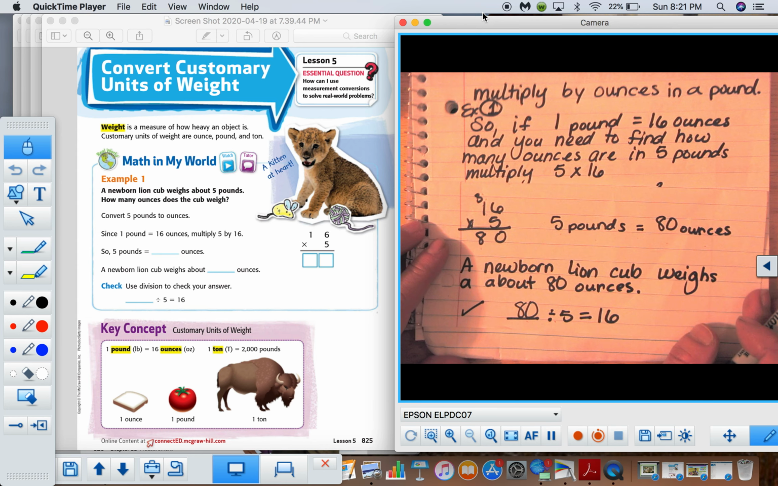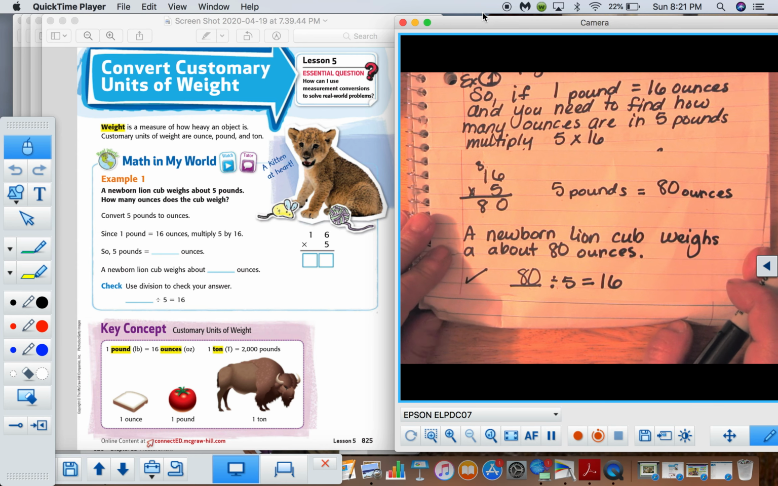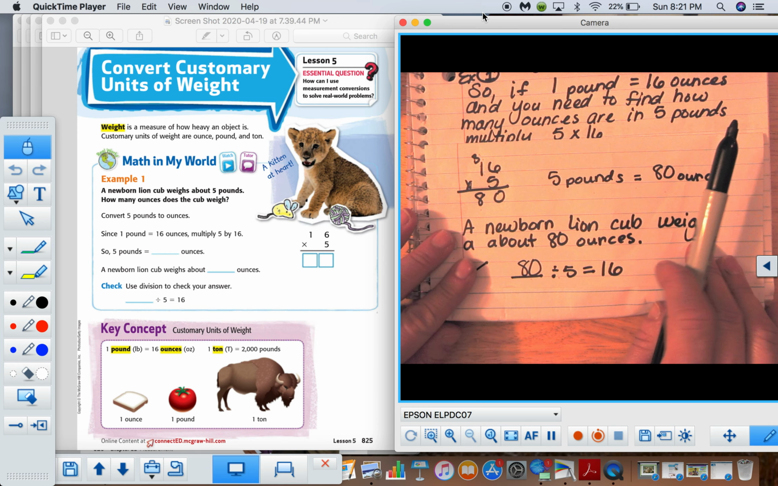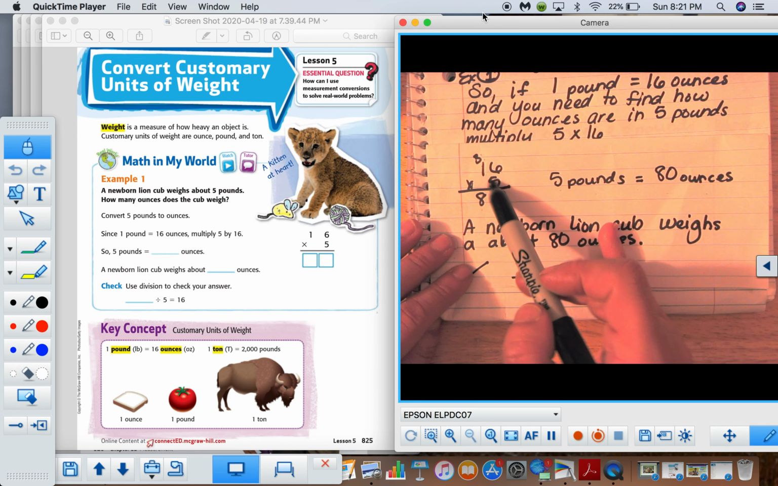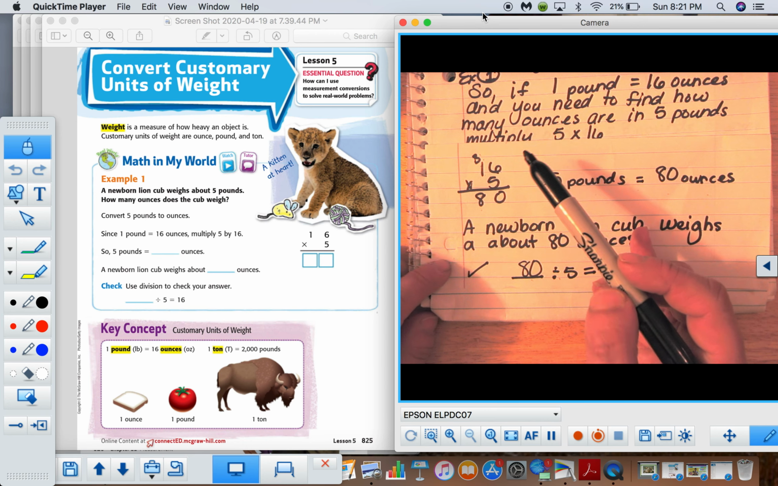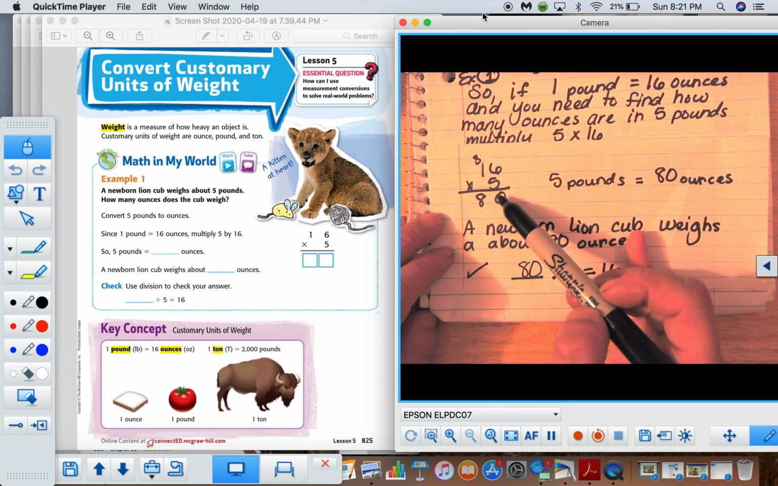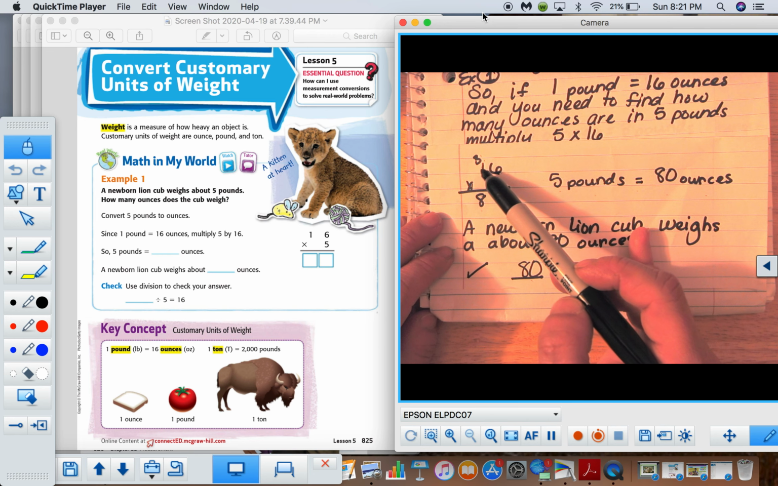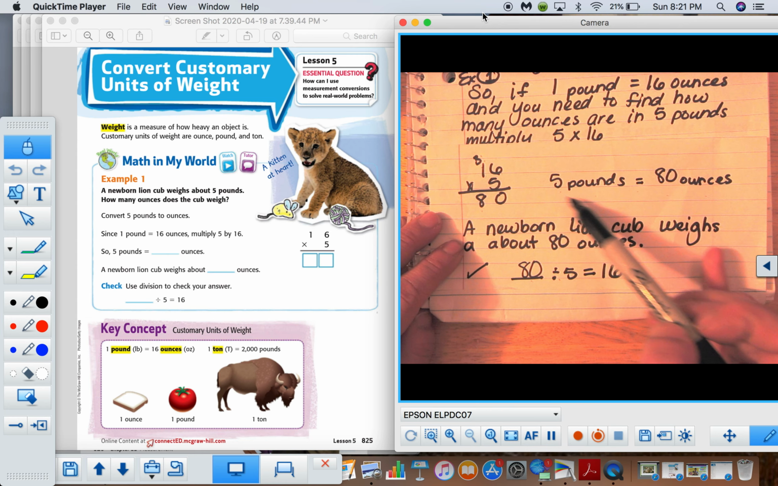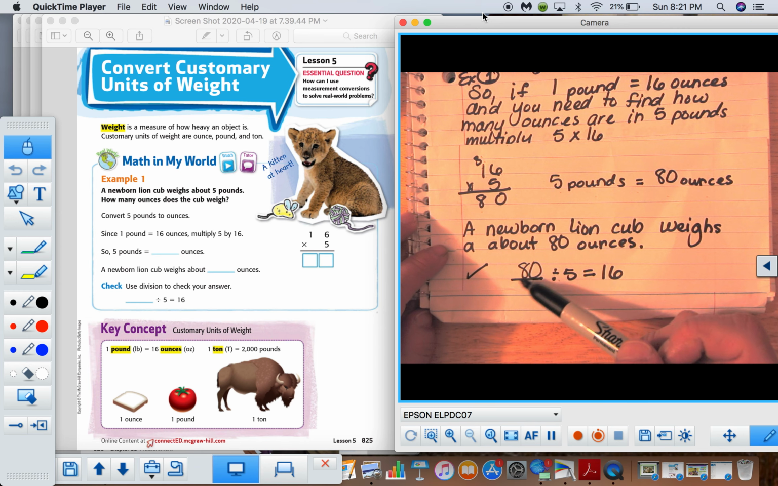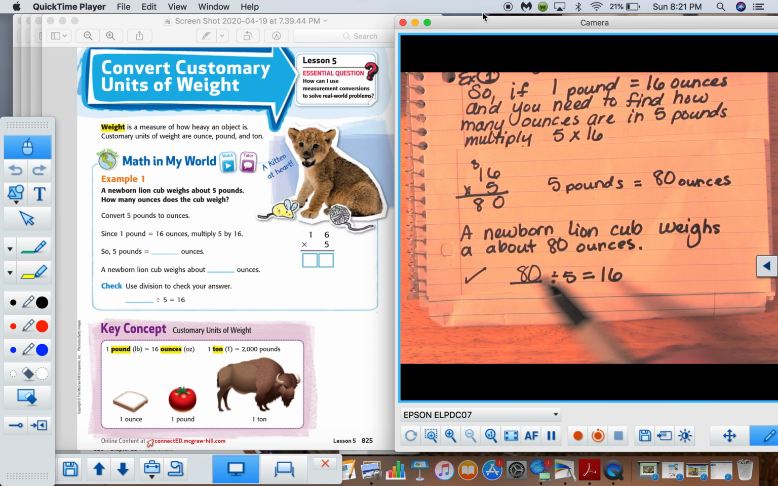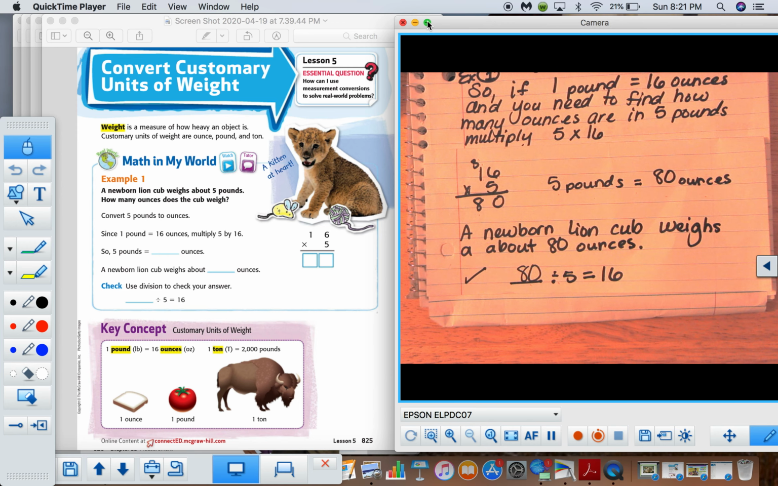So we already know that a little baby cub weighs about 5 pounds, but we want to see how much that equals out to in ounces. So I'm multiplying 16 times 5. When I multiply 16 times 5, I remember that 6 times 5 is 30, regroup and carry my 3. 5 times 10, well, 1 is 5, plus 3 is 8, so we have 80. 5 pounds is equal to 80 ounces. A newborn lion cub weighs about 80 ounces. And to check our answer, we would just do division instead of multiplication, and 80 divided by 5 is 16. So our answer is reasonable.